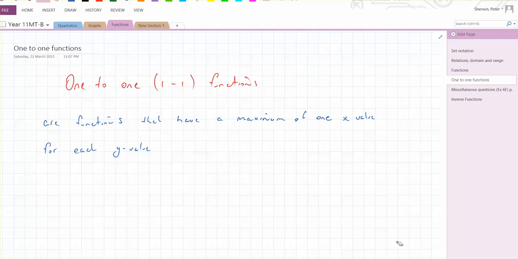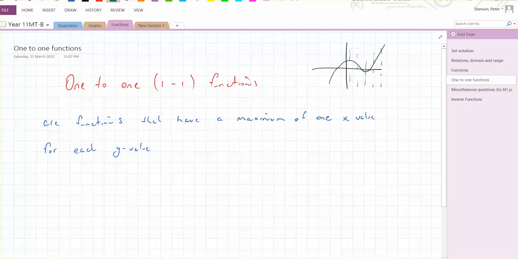Alright, we're looking now at one-to-one functions. We've looked at a whole range of things in this section: set notations and relations, what makes a function, domain and range. Just recapping, the definition of a function is that it has a maximum of one output value for each input value. So for each value of x there can only be one value of y. We can't have any doubling up vertically, so we use a vertical line test to test for functionality.